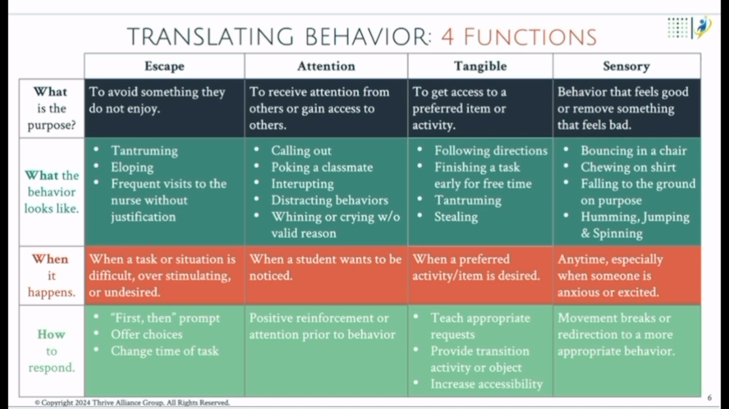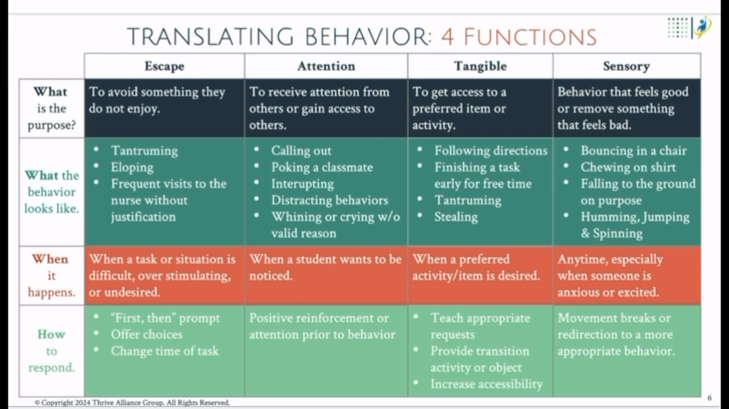EATS. E stands for escape, or to avoid something they don't want. A is for attention, because they want to gain access to someone or get their attention. T stands for tangible, to get something that they want. And S stands for sensory, to stimulate a good feeling or stop a sensation that feels bad.